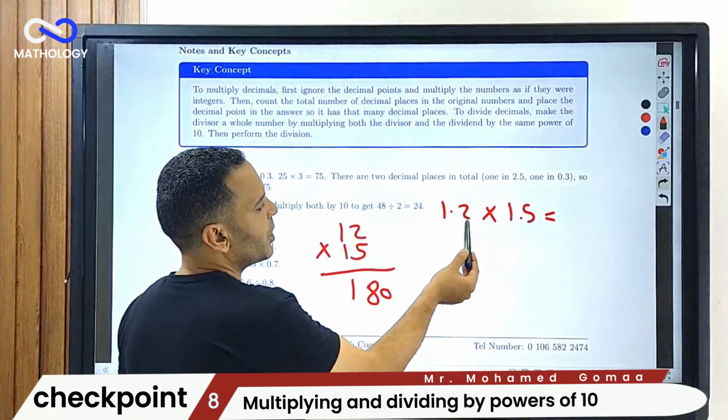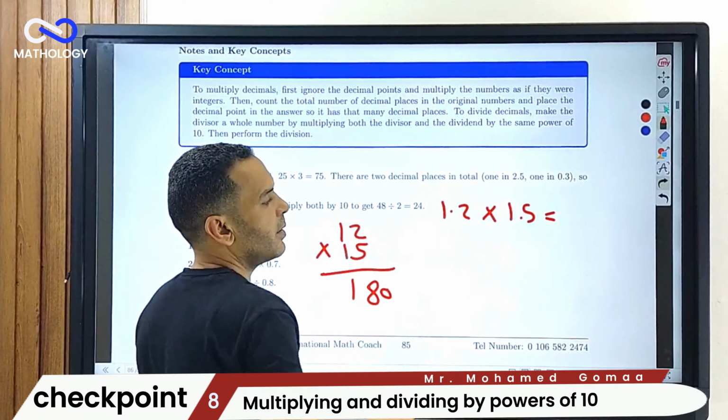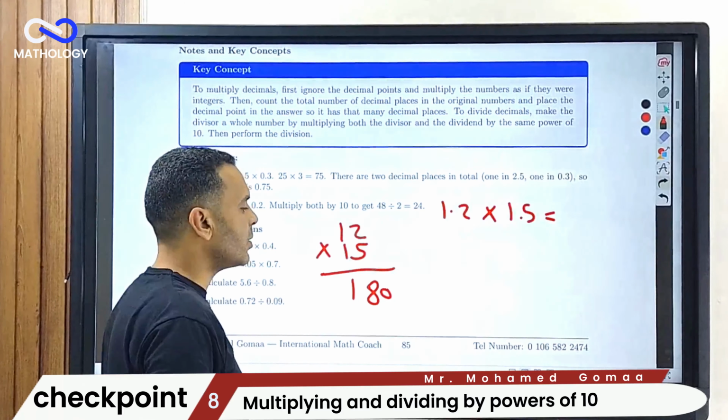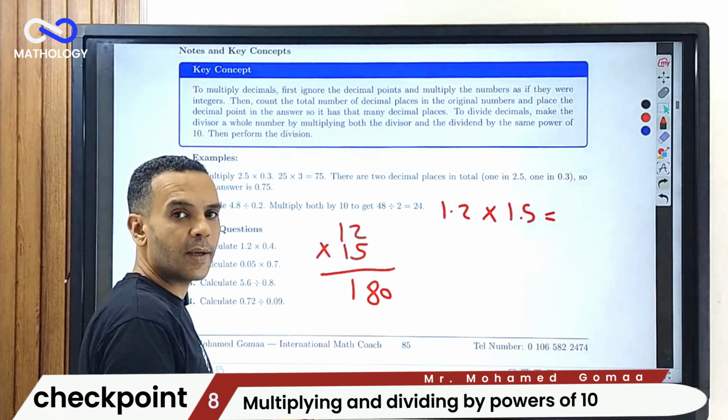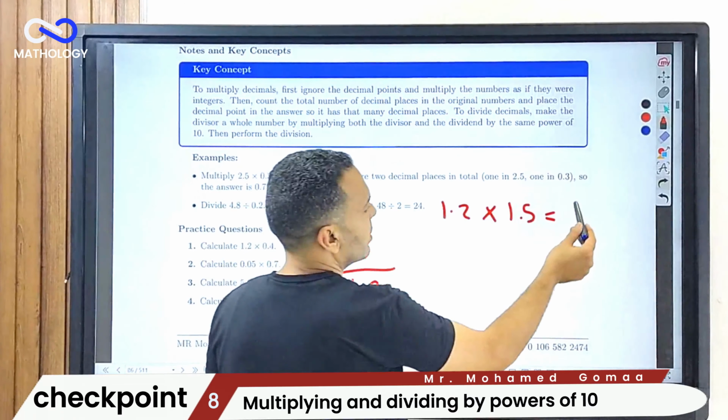Here we have a decimal point after one digit from the right, and here also after one digit from the right, so it will be after two digits from the right: 1, 2, and put the decimal point. It will be 1.8.